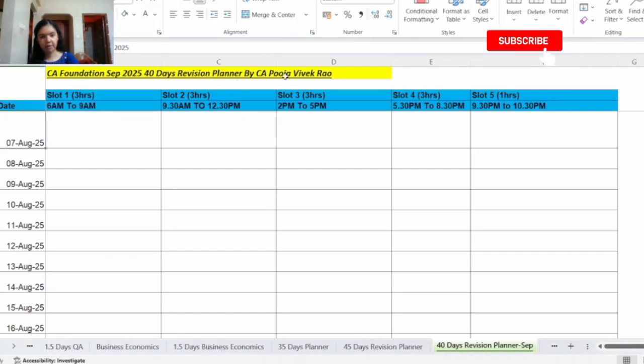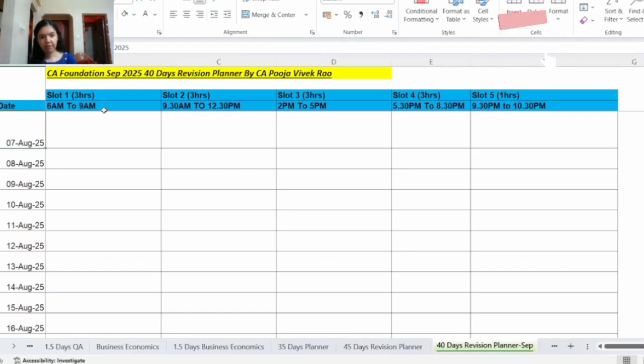So let's have a look at the plan here. Totally we have 5 study slots in this plan. Slot 1 to slot 4 are for 3 hours each and slot number 5 is for 1 hour. So let's see the timing of these slots. Slot 1 is from 6 am to 9 am. Slot number 2 is from 9:30 am to 12:30 pm. Slot 3 is from 2 pm to 5 pm. Slot 4 is from 5:30 pm to 8:30 pm. And slot 5, which is of 1 hour, is from 9:30 pm to 10:30 pm.